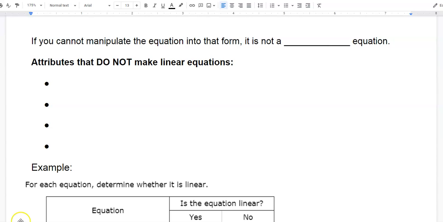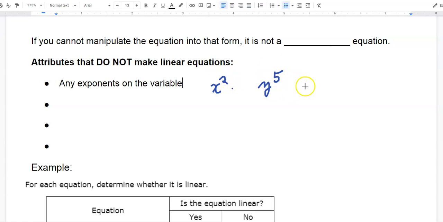So the first one would be any exponents on the variable. So if you have an x squared, if you had a y to the fifth, anything like that, if you have any exponents on the variable other than just a plain x or a plain y, that is not a linear equation. So you can't have any of these. You can have an x, you can have a y.